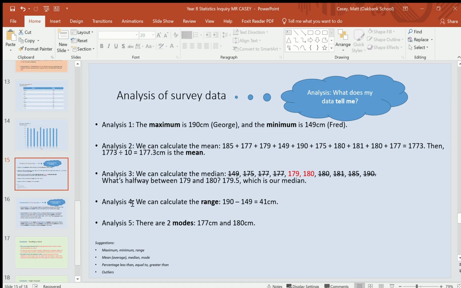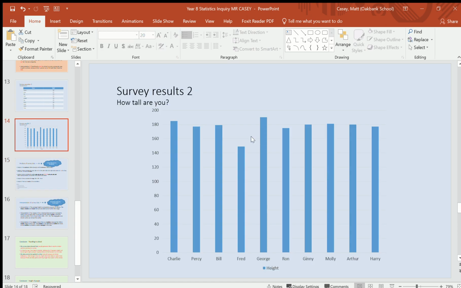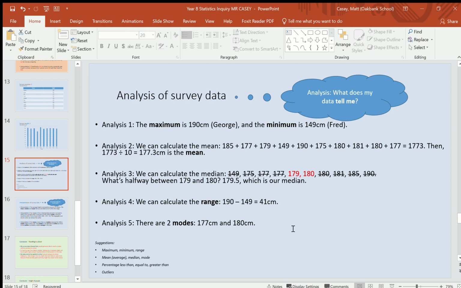Analysis 4. So I've done 5 analyses here. You said you only do 3, but why don't you just do more and get a better mark? Shows me that you know more. Analysis 4, we can calculate the range. And that's pretty much the highest number minus the lowest number. So this number, 190, minus this number, 149. That gives us 41 centimeters.